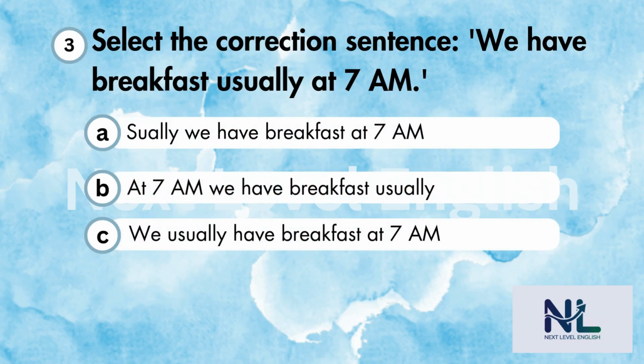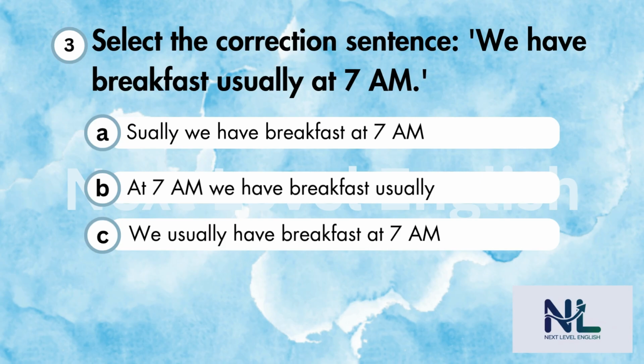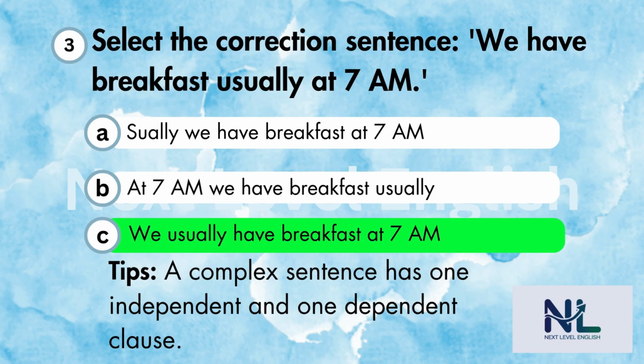3. Select the correct sentence. We have breakfast usually at 7 a.m. We usually have breakfast at 7 a.m. Tips: usually comes before the main verb.